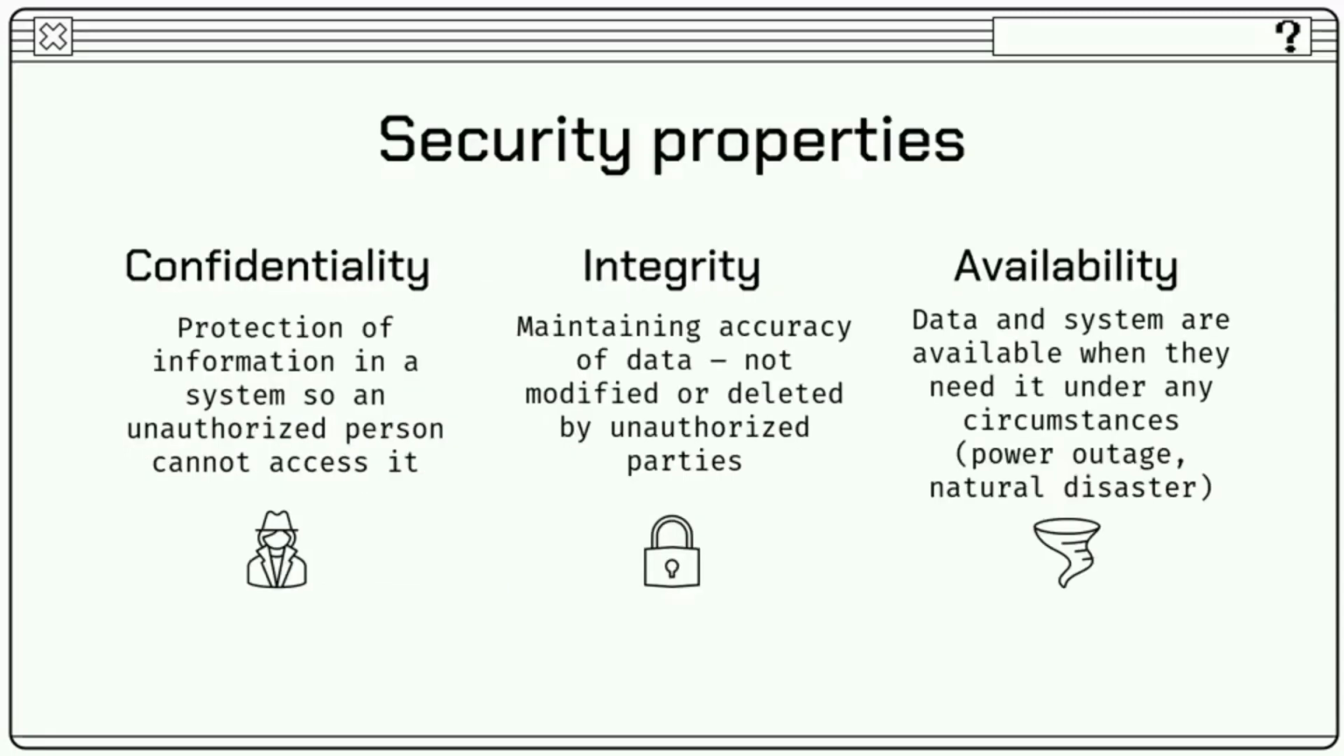So the properties of network security. Confidentiality is the protection of information in a system so an unauthorized person cannot access it. Integrity is maintaining the accuracy of data so it's not modified or deleted by unauthorized parties. And availability is that the data and system are available when it's needed, for example during a power outage or a natural disaster.